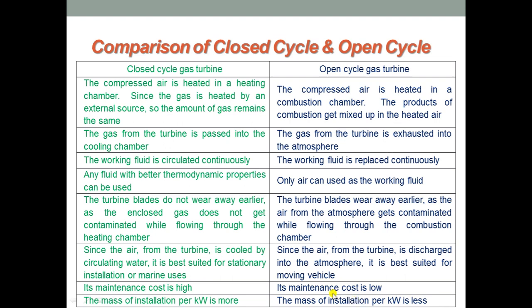Weight of turbine per kilowatt of power development is very high for closed cycle gas turbine, and comparatively it is very less for open cycle gas turbine. The overall efficiency of closed gas turbine is very high when compared to open cycle gas turbine due to pressure losses in open cycle gas turbine. And these are the few comparisons what you can have for closed cycle and open cycle gas turbines.